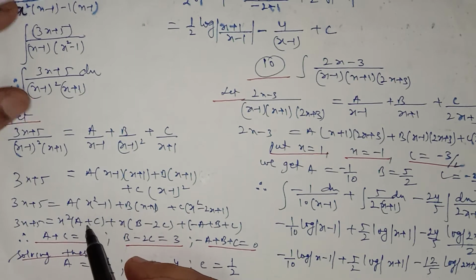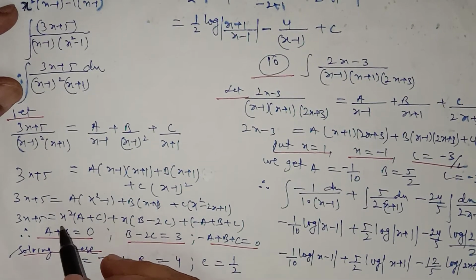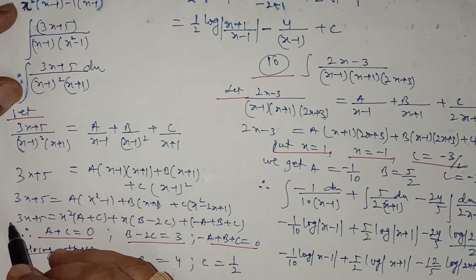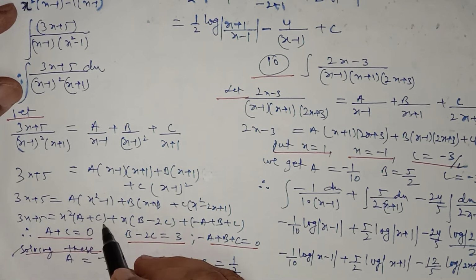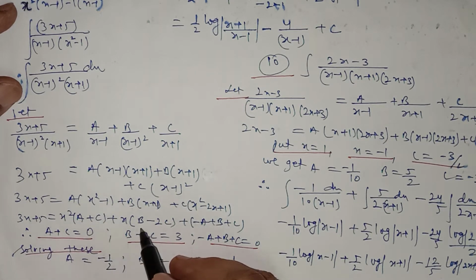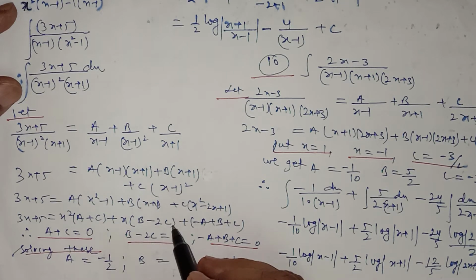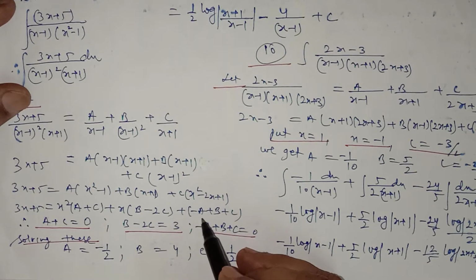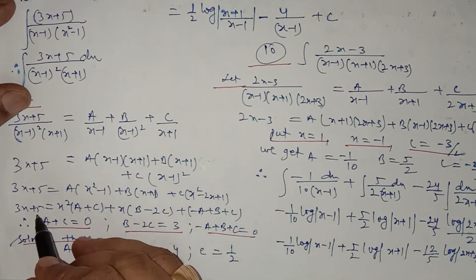Now equating the coefficients on the left hand side and the right hand side. The coefficient of x square on the right hand side is a plus c, and 0 on the left hand side, so 0 is equal to a plus c. The coefficient of x on the right hand side is b minus 2c, and on the left hand side it is equal to 3. The constant term on the right hand side is minus a plus b plus c, and on the left hand side it is equal to 5.